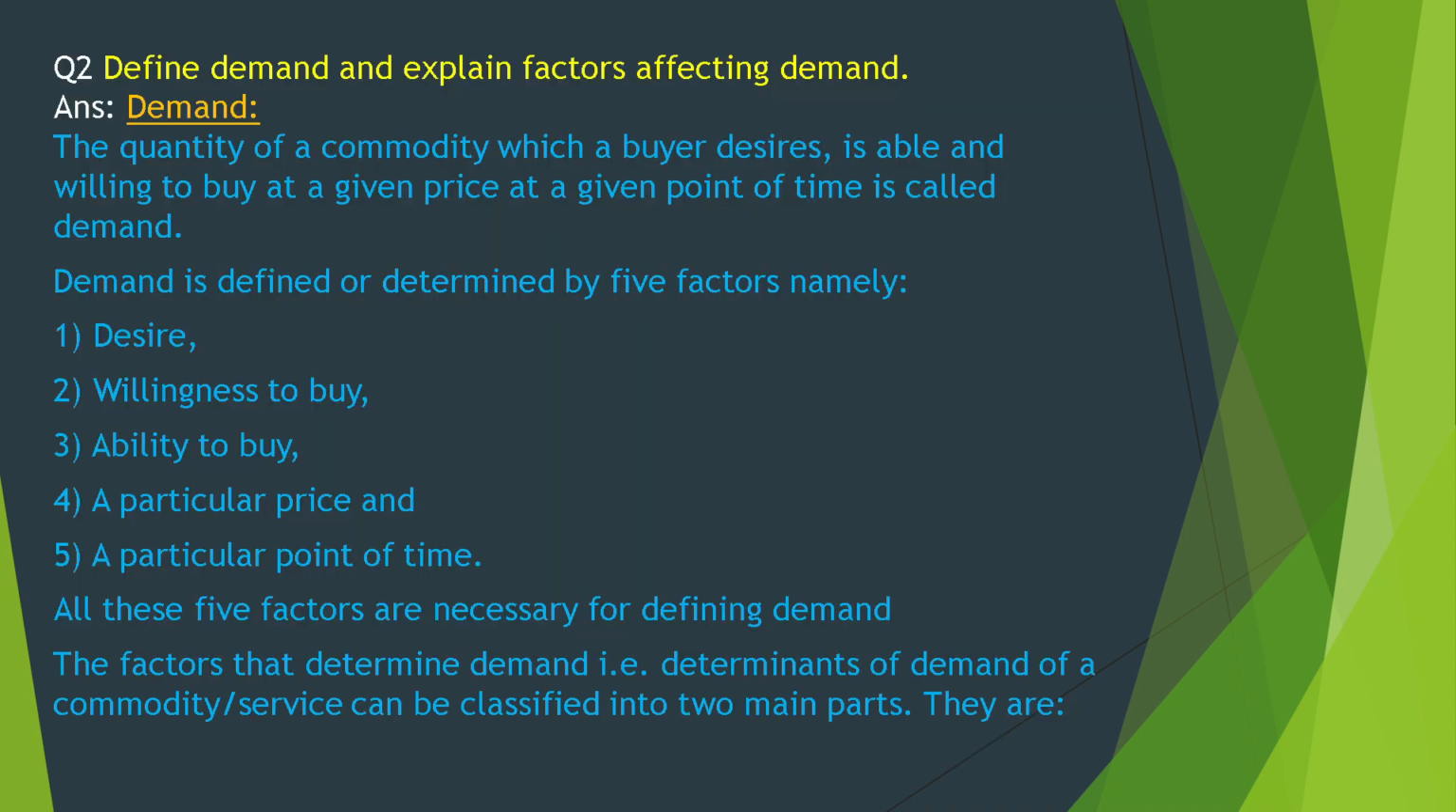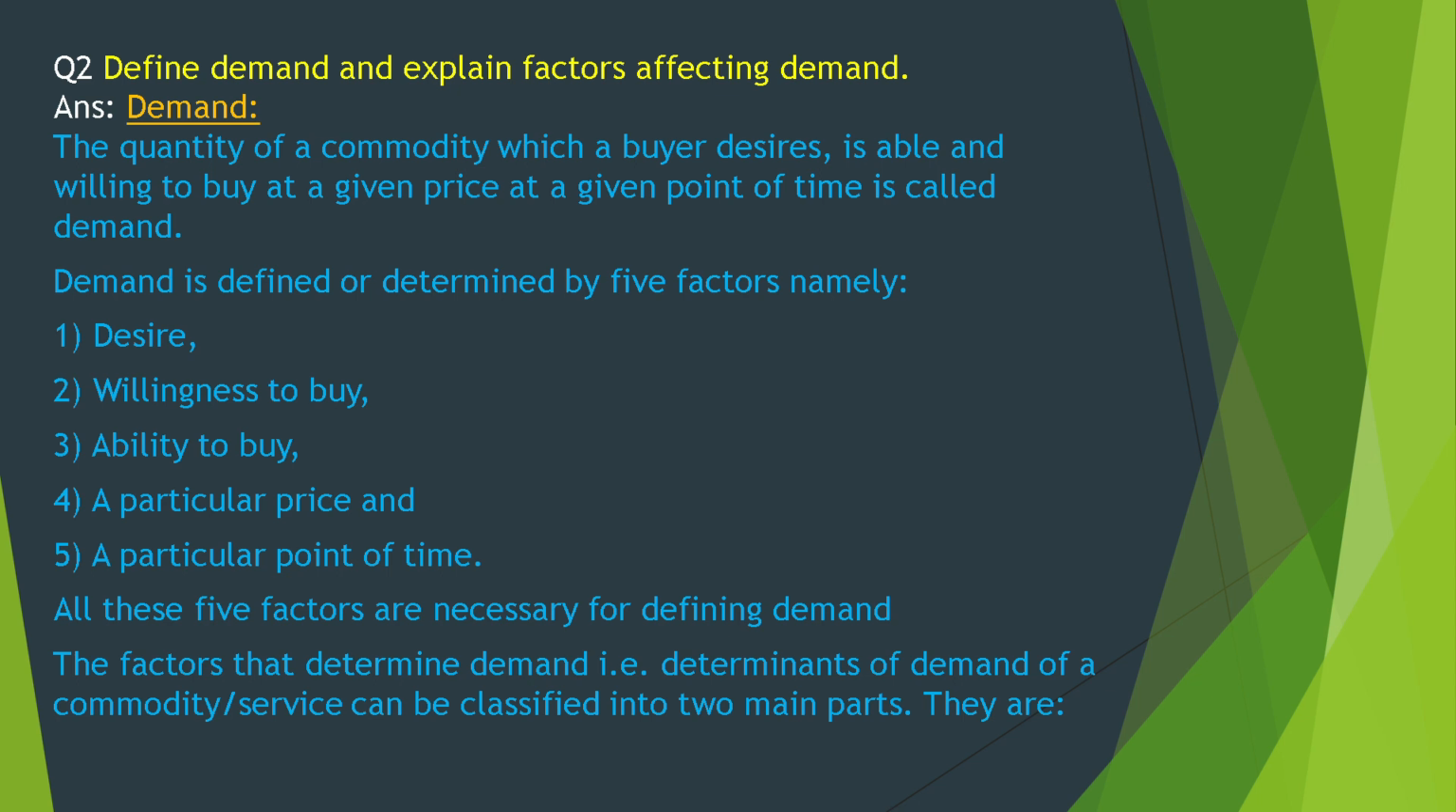Define demand and explain factors affecting demand. Demand, the quantity of a commodity which a buyer desires, is able and willing to buy at a given price at a given point of time, is called demand. Demand is determined by five factors, namely desire, willingness to buy, ability to buy, a particular price, and a particular point of time. All these five factors are necessary for defining demand.